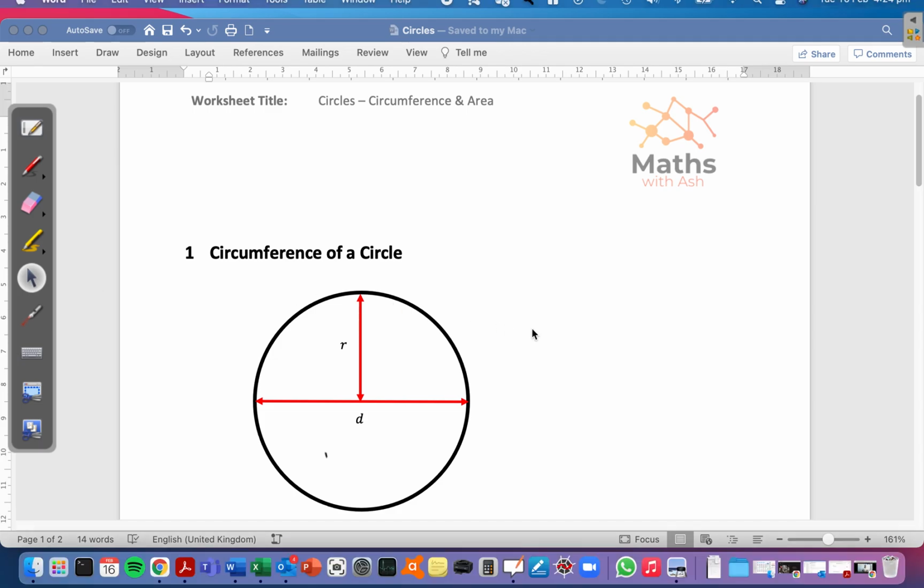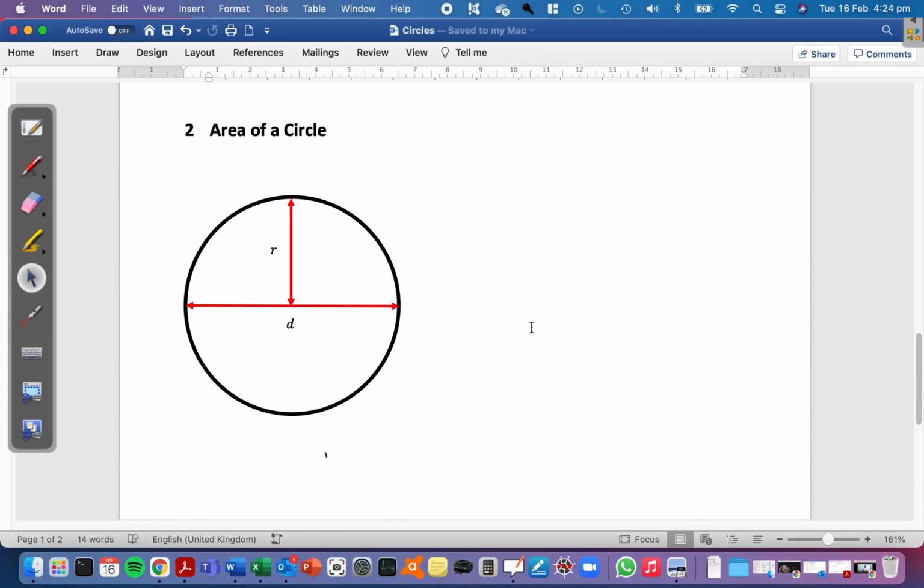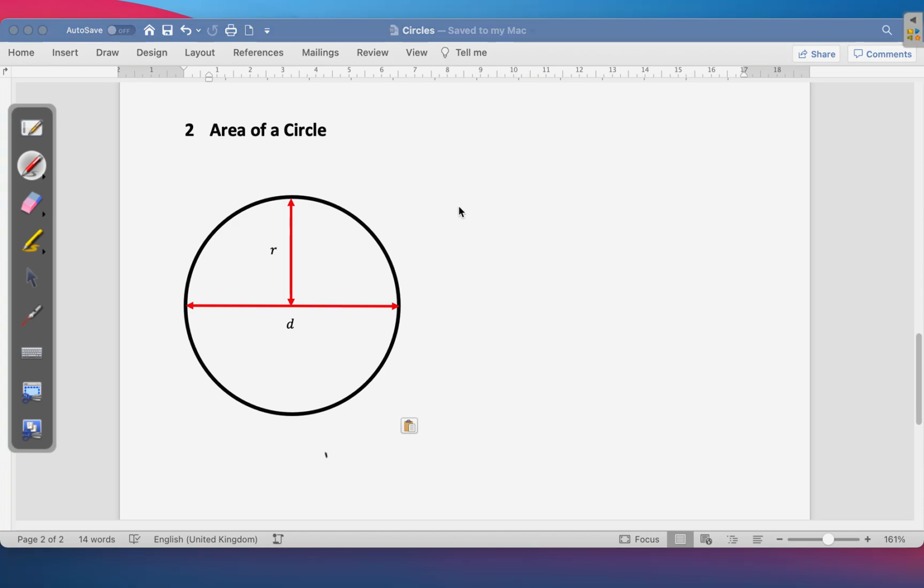If we scroll down on the page here, the area of a circle. Again we can use the radius or the diameter to work out the area. The formula for the area of a circle is A is equal to pi times the radius squared. Because we know that the radius is equal to half the diameter, because 2r is equal to the diameter, if we get the r on its own, we divide by 2, so we end up with a half in front of the diameter.